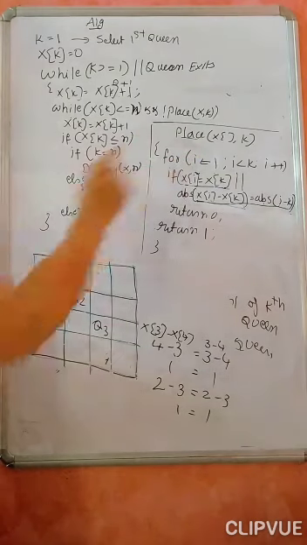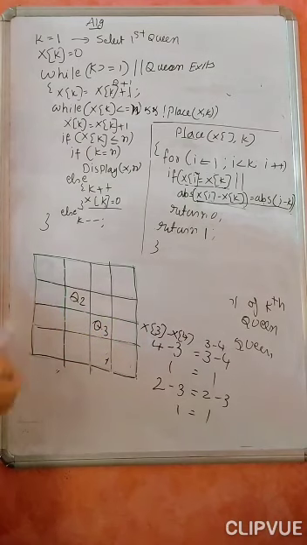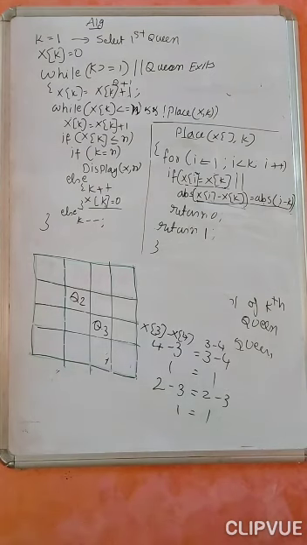Why this for loop is used means I need to check for all the previous queens also, whether there is any diagonal attack or vertical attack. That's why this for loop will be used. So this entire place function will be used in order to check whether there is any vertical attack or any diagonal attack or not.